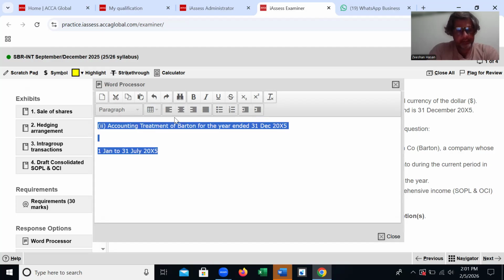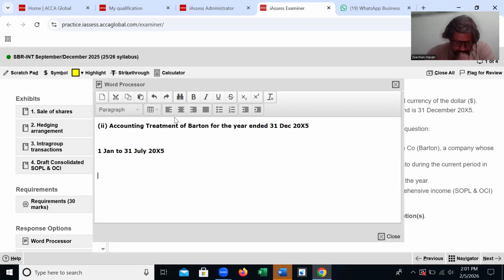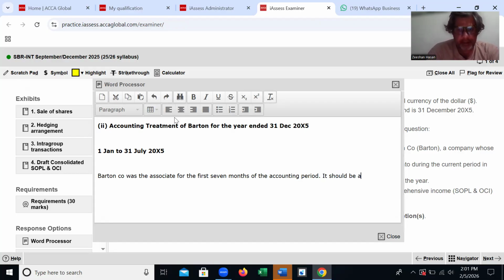Let us bold it. So for this, what we will say now, Barton Company was an associate for the first 7 months of the accounting period, it should be accounted for using the equity method.